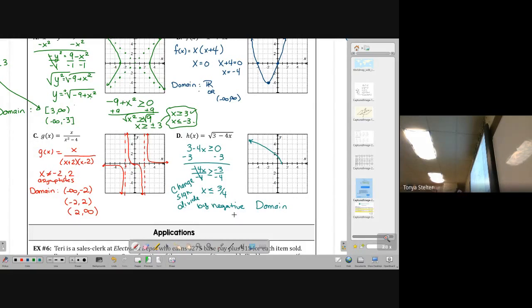If we were saying it as an inequality, that's exactly what we'd write. X is less than or equal to 3/4. Because we're doing it in interval notation, we have to use the parentheses. So it goes from -infinity to 3/4. We can include 3/4 because that would result in a 0, square root of 0, which is okay.